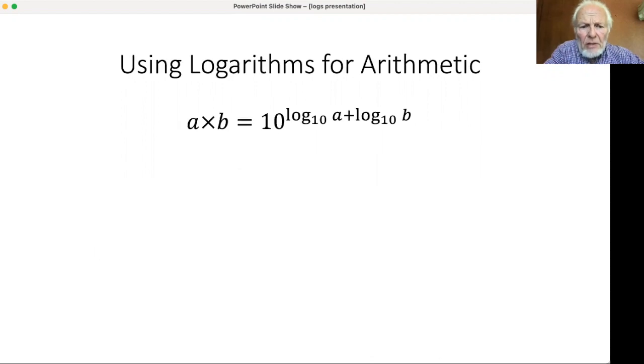So if we turn that around a bit, we can say that a times b is 10 to the power of log to base 10 of a plus log to base 10 of b. And that provides us with a way of multiplying. So why would anybody want to do that? It looks quite complicated. Well, let me explain why you'd want to do that.